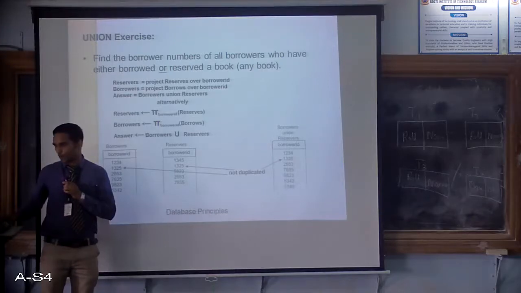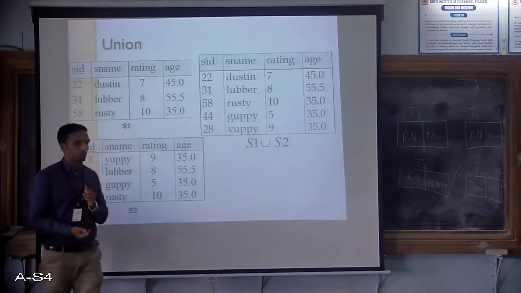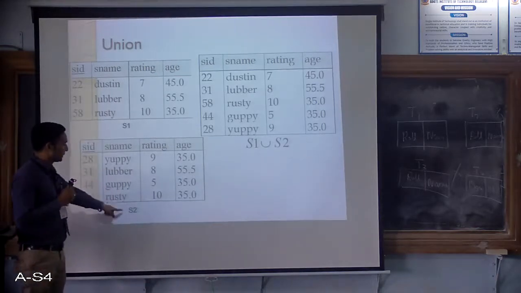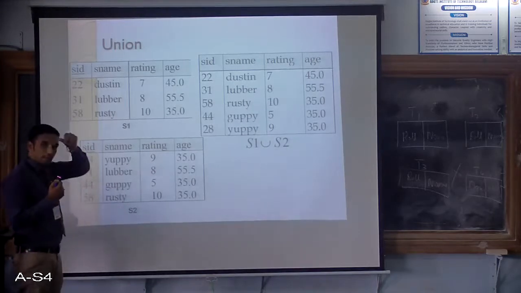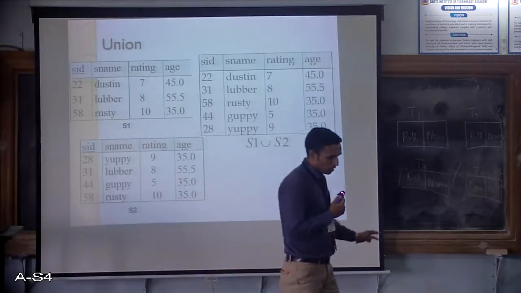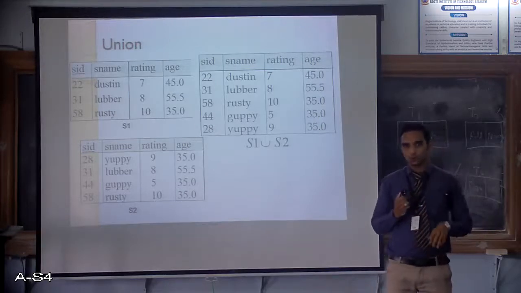Okay. Simple example now. This is how I have taken the union example. This is set S1, set S2. So when I do union of this, please remember, whenever union is done, it is done only on the basis of same schema. That means it should have the same number of attributes and the same attributes also.